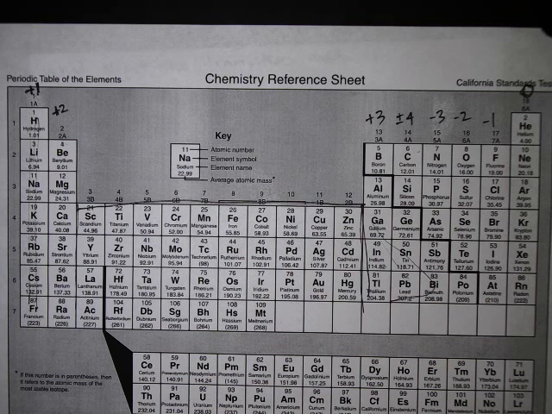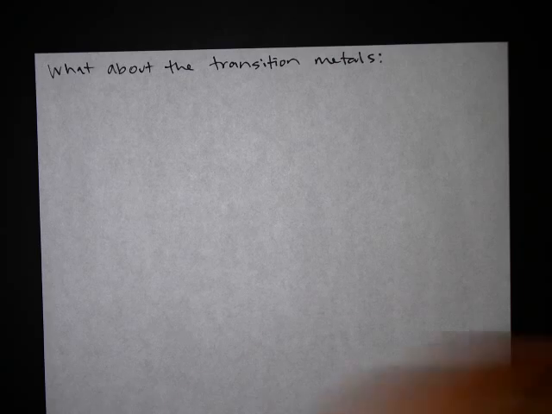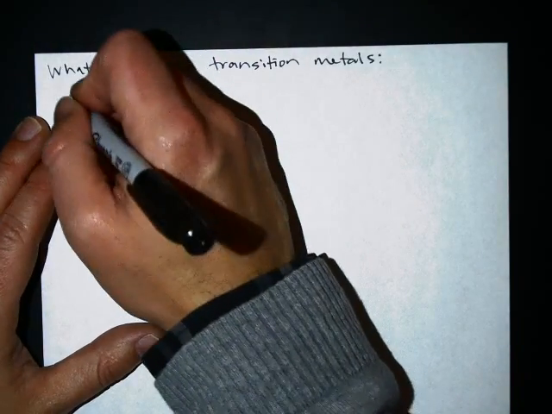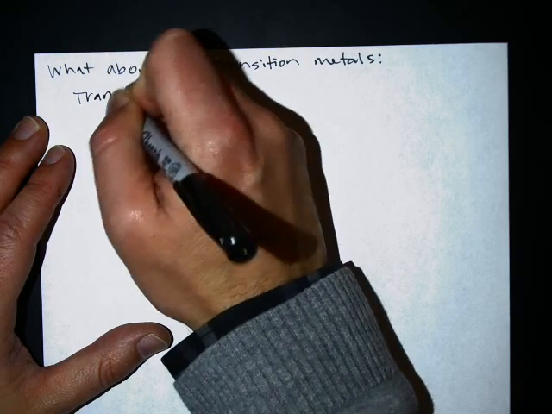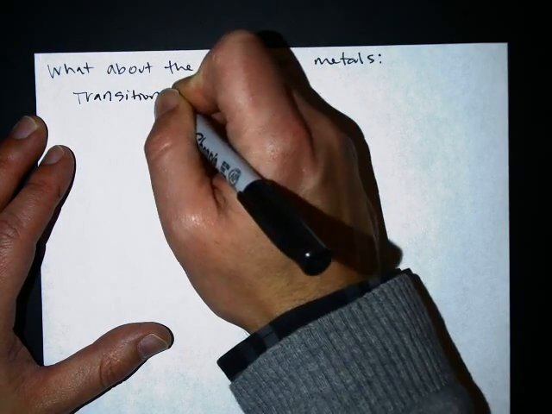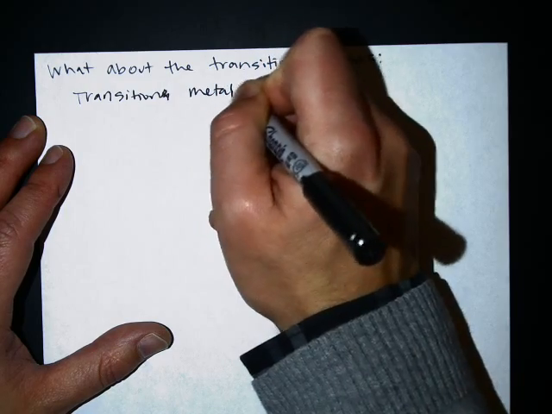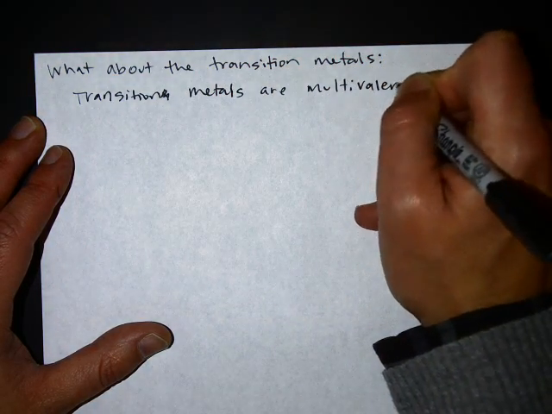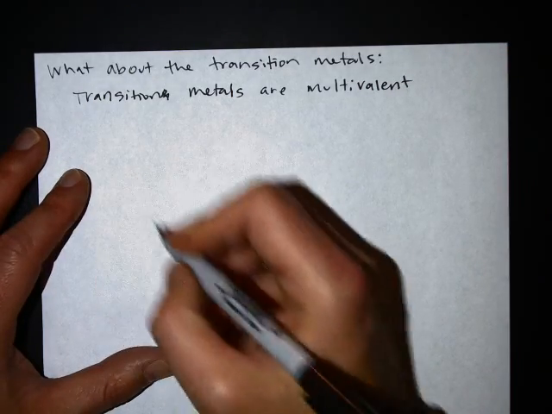And you don't need to memorize the charges. Like, you don't need to know that iron is always +2 or +3. You don't need to know that copper is always +1 or +2. But you do need to know that all of these have more than one possibility. So how do you account for that? I'll show you how. First, you need to remember that having more than one charge is called multivalent. So transition metals are multivalent, which means they have more than one possible charge.